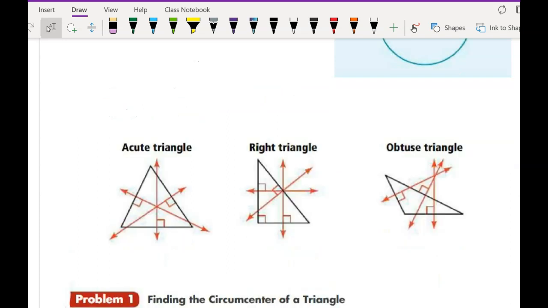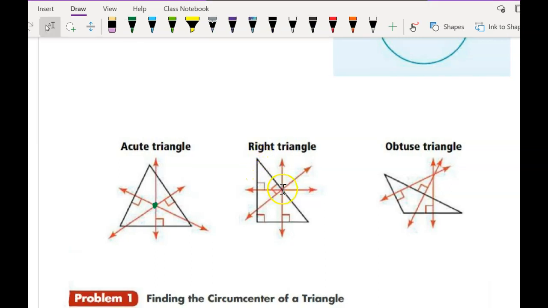So one thing that is interesting is that the circumcenter of a triangle can be inside, on, or outside of a triangle. So in an acute triangle, in this particular acute triangle, it's on the inside. And in this right triangle, it falls on the hypotenuse. And in this obtuse triangle, it's outside of the triangle altogether.